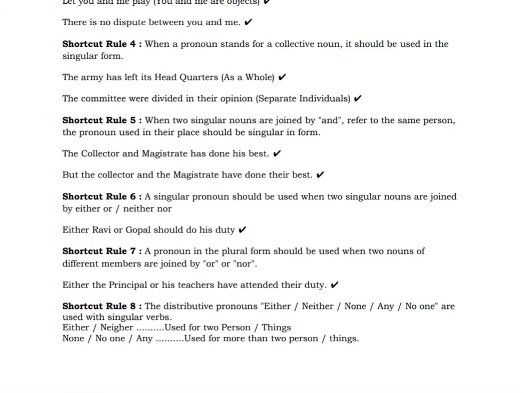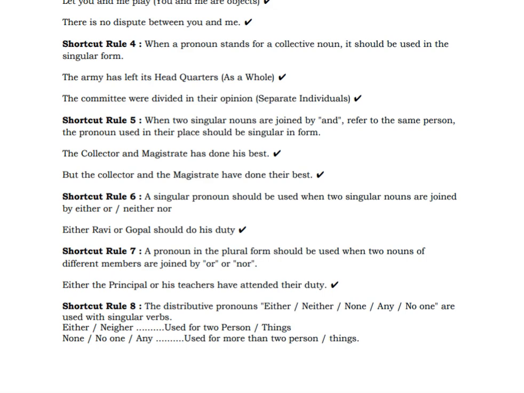Okay. Now let's go to next. Either Ravi or Gopal, if you are using, then you have to use what? Singular form of the pronoun, his. Either Ravi or Gopal should do his duty. Now here you will be confused when you are using the collector and magistrate, but if it is referring to only one, the same person, then you have to use singular pronoun. But if it is referring to two different persons, then you have to use plural pronoun.